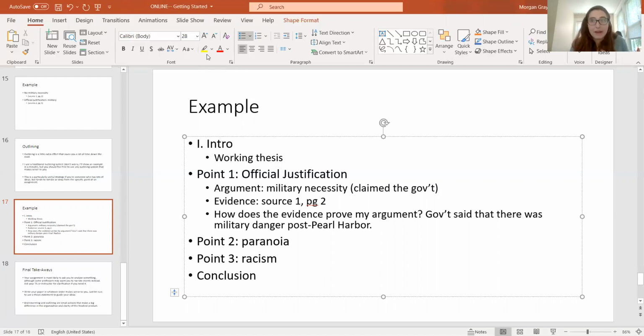Now when I sit down to write, I have all of that information right in front of me, and I can just fill in the blanks. That 20-30 minutes that I just spent doing that has just saved me a lot of staring at a page.